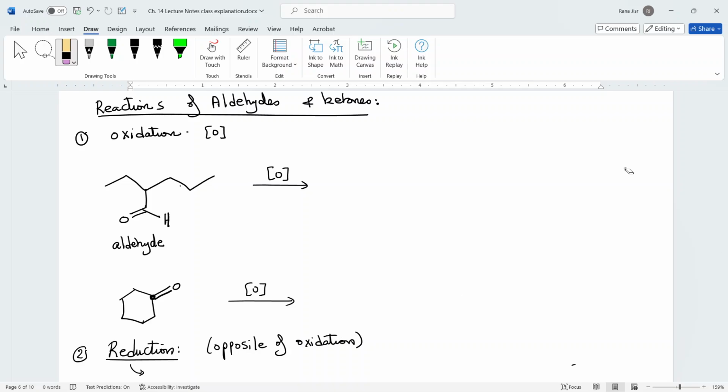Aldehydes and ketones have several reactions. The first one is oxidation. We've talked about oxidation in the previous chapter, and we said that oxidation is whenever you either lose a hydrogen or gain an oxygen. We introduced two types of oxidizing agents.